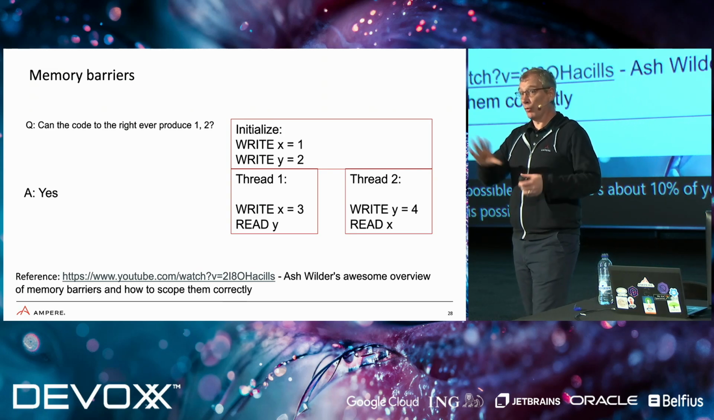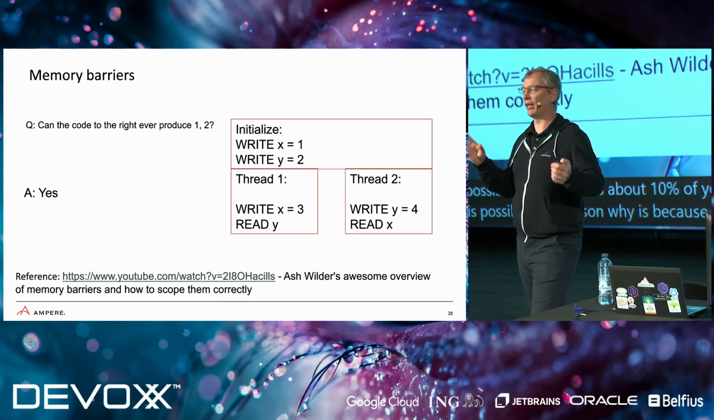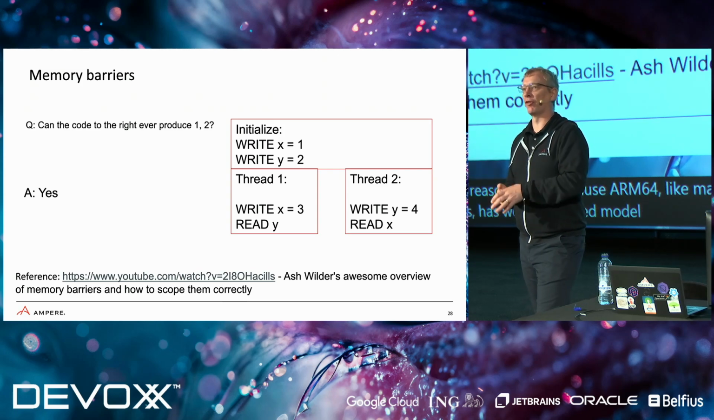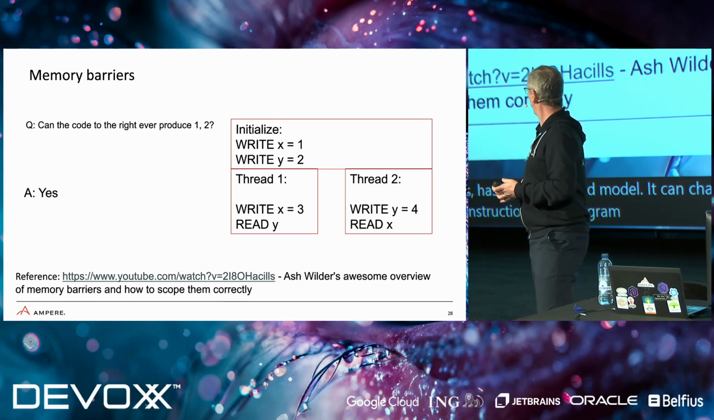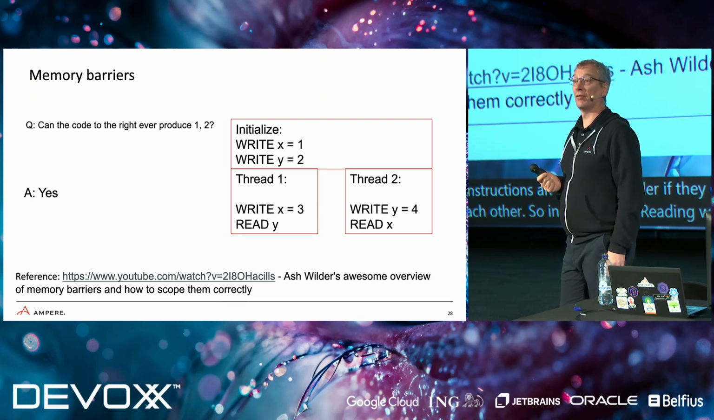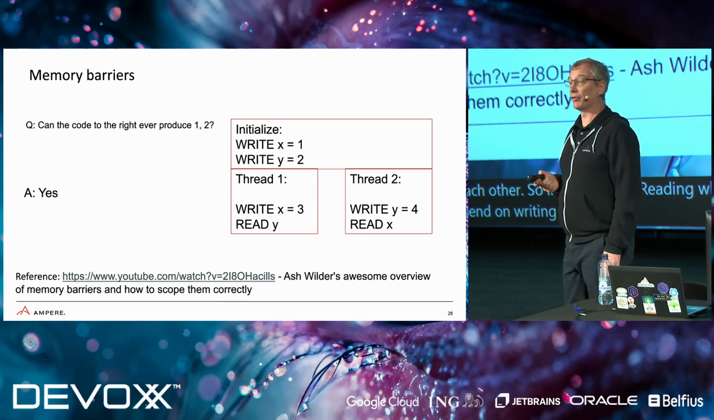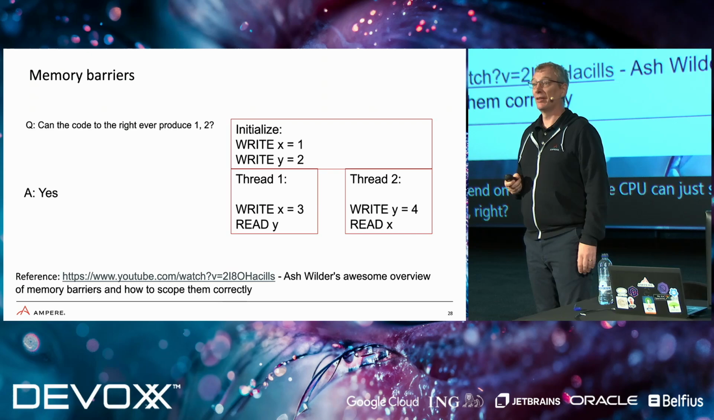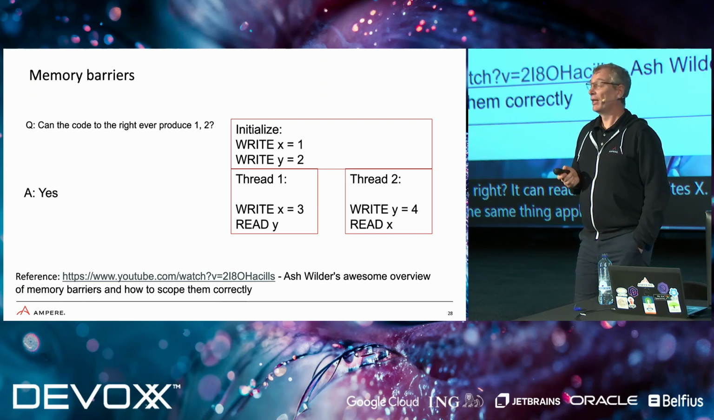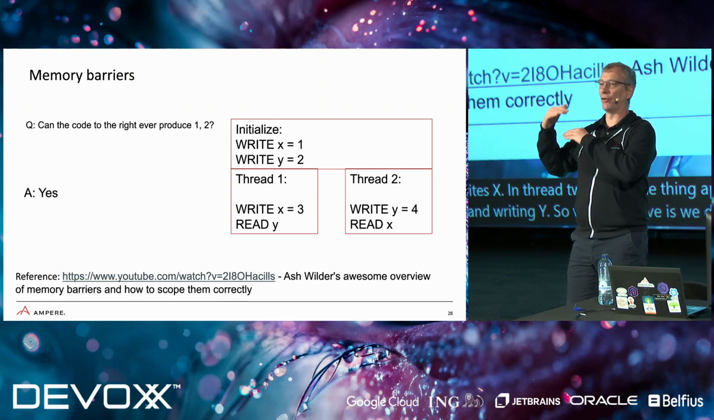The reason why is because ARM64, like many modern CPUs, has a weakly ordered model. It can change the order of instructions in program order if they don't depend on each other. So in thread 1, reading Y does not depend on writing X, so the CPU can just swap them around. It can read Y before it writes X. In thread 2, the same thing applies to reading X and writing Y. So we don't have a dependency between the read and the write, which means they can be reordered.